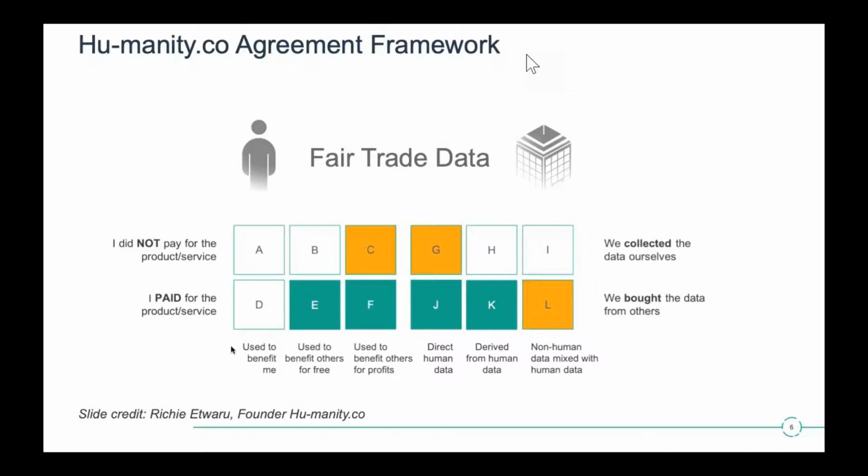Is it used to benefit me? Is it used to benefit others? Did I pay for a service and get something in return, et cetera? So I think this is just an interesting topic for us to explore as we discuss interoperability, because it's critical to the future of the way that we do our work.